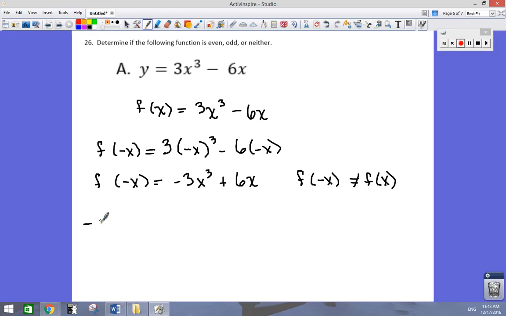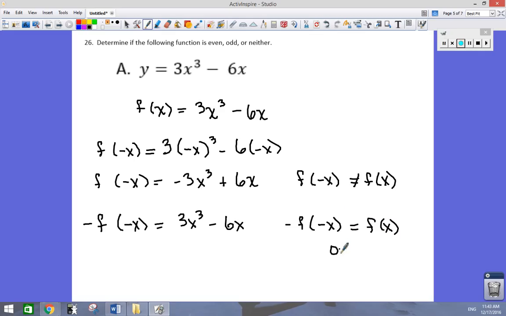Now let's take the opposite of this, and we get 3x cubed minus 6x. That is equal to the original. So since the opposite of f evaluated at negative x is equal to f of x, we know that it's an odd function.